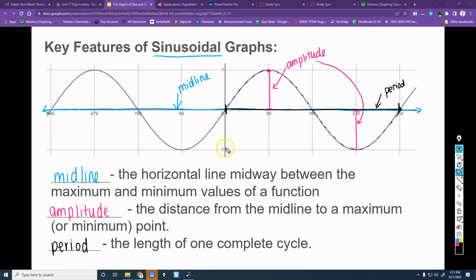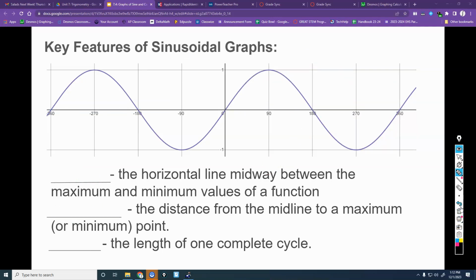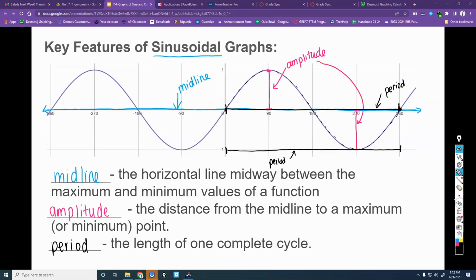In fact, it might be better if I label it like this. It's this length right here, period. Because I'm getting it mixed up with the midline right there. There we go. Okay, so the period for this would be 360 degrees, or if you're using radians, it would be 2 pi.